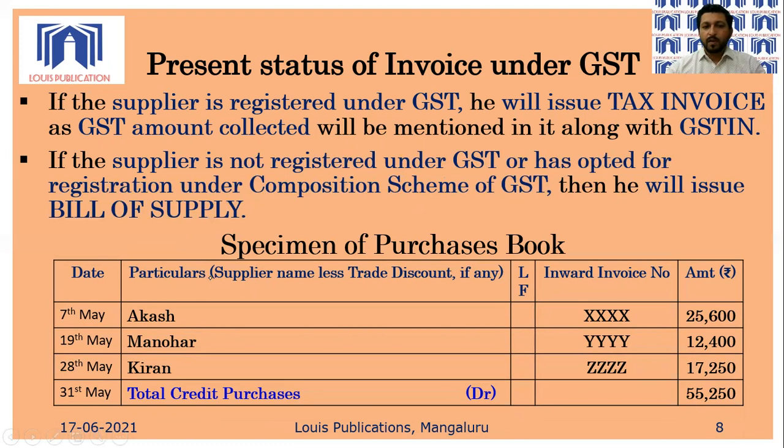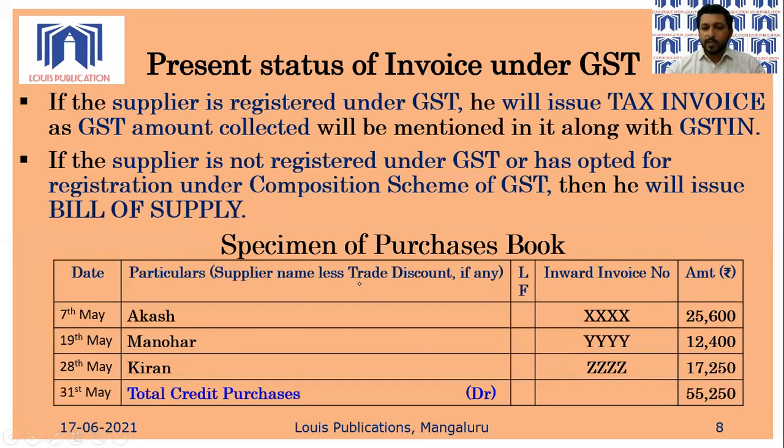We have the date column. We have the particulars column. Supplier's name will be recorded, less trade discount. So if there is any trade discount, that will be deducted right here, and the amount after trade discount will be shown in the outer column. As I said, trade discount is not to be shown in the accounting book. So trade discount will be excluded and the net amount after trade discount will be written in the amount column.